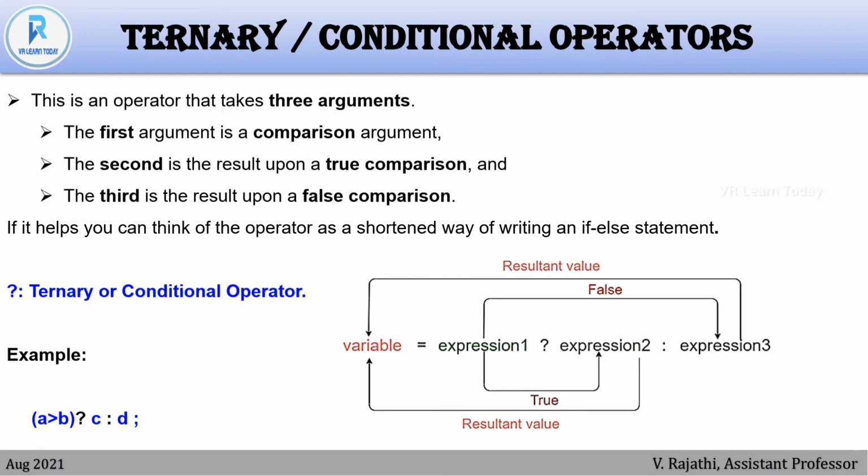So next, the ternary operator. We can call this a conditional operator. Why do we call it a ternary operator? Because we have to use three expressions. This is an operator that takes three arguments. The first argument is a comparison, the second is the result upon true comparison, and the third is the result upon false comparison.